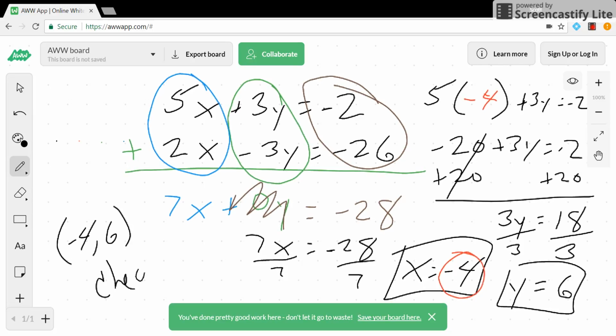And don't forget to check your solution. So negative 4, positive 6, you check them, you substitute in and make sure they're still holding true. And that's how we use the elimination method.